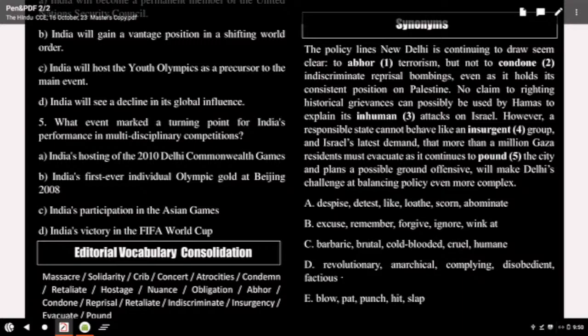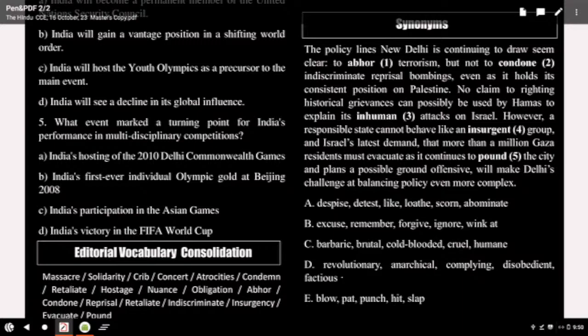Fine. What is the third word here? Inhuman. What are the synonyms? Barbaric, brutal, cold-blooded, cruel, humane. So what is the answer? Humane. Write the meaning of the word humane means kind. An important word.